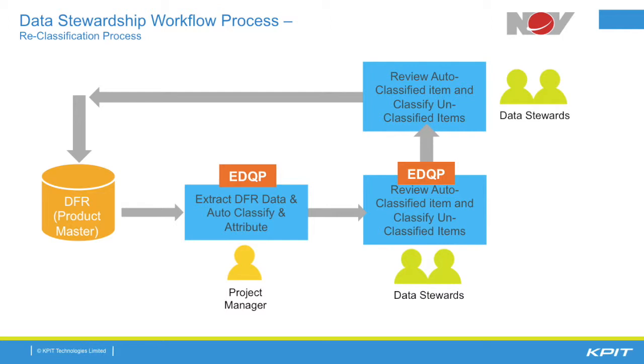The data stewards then review the auto classification and attribution, and they pre-assign any uncategorized items. They then pass that information on to the data steward so that they can do further rule enrichment, and that is the reclassification process.